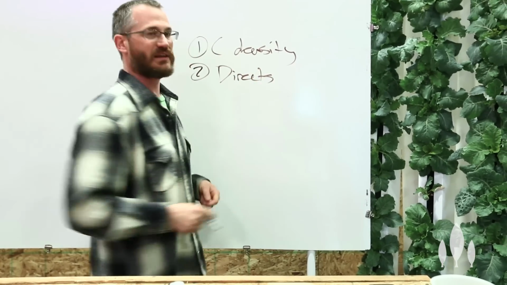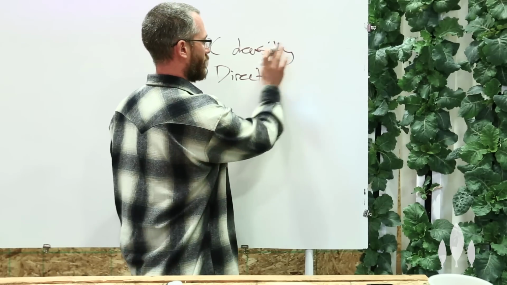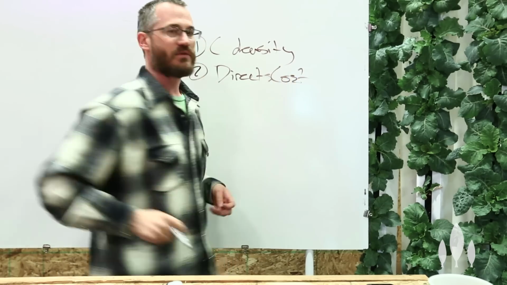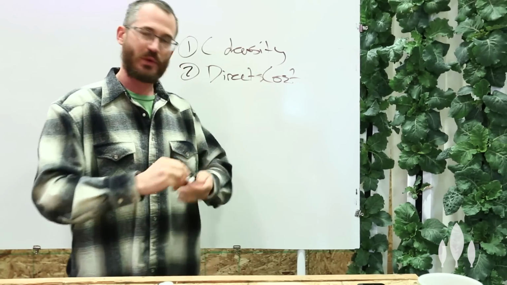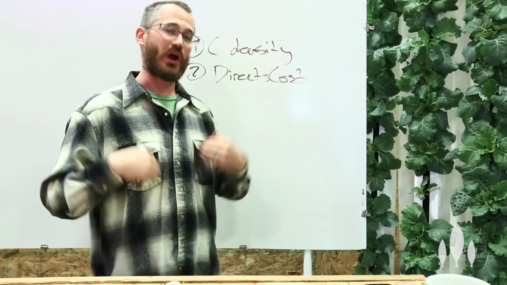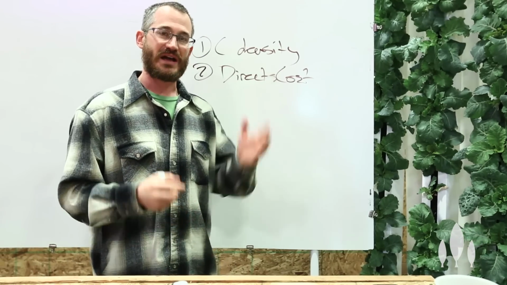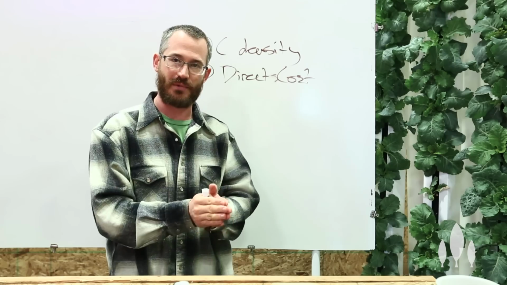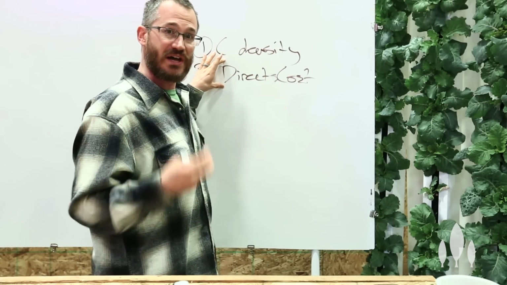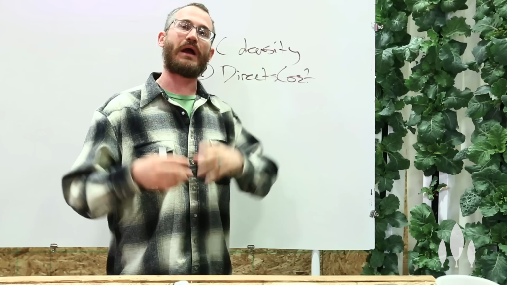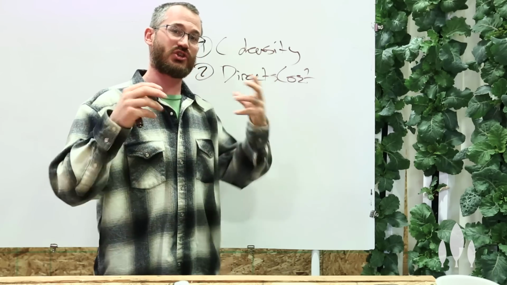The second thing is the direct cost. This is essentially the cost of the feedstock. So if we're doing bottled CO2, we need to know what the cost of that CO2 is, to really understand the cost of the carbon. So we know the carbon density and we know the cost of the feedstock, we can start to figure out what the cost of the carbon is directly.